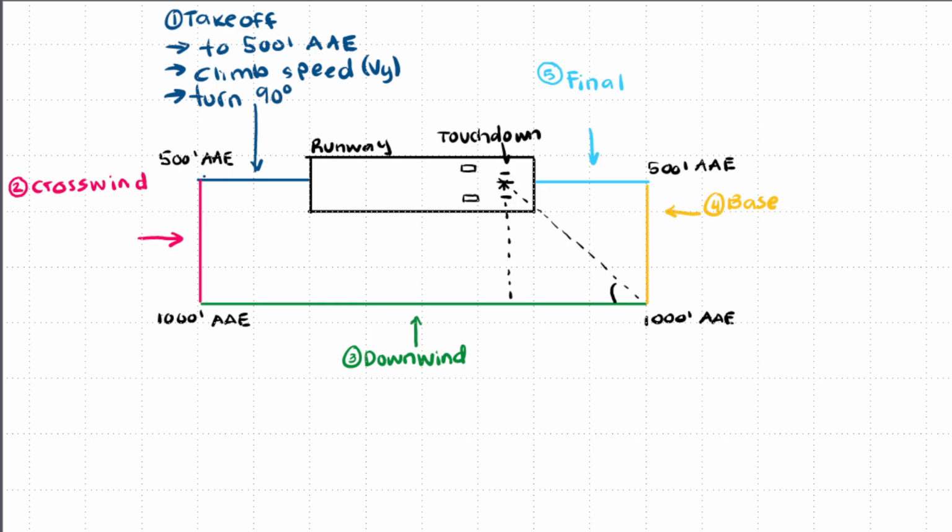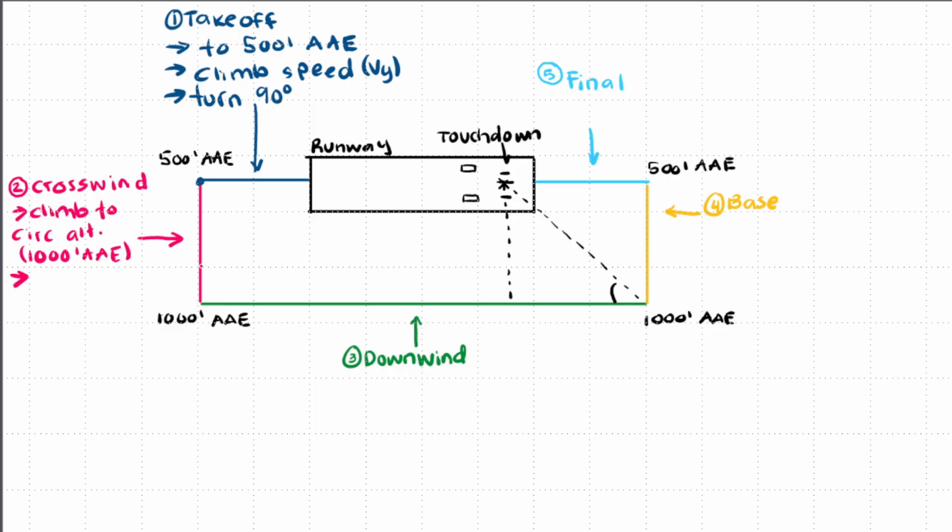So once we've reached this 500 feet above aerodrome elevation, we turn onto our crosswind leg, 90 degrees to the left, in this case because we're doing a standard left-hand circuit. The point of the crosswind leg is basically helping us climb to circuit altitude, which, as you can see over here, is usually 1,000 feet above aerodrome elevation.